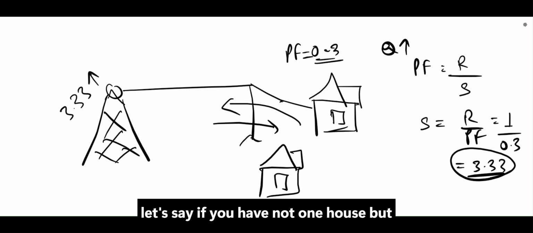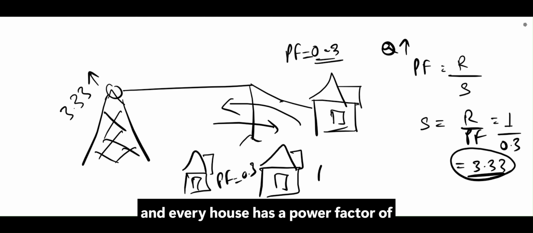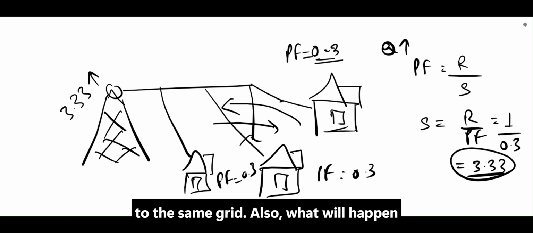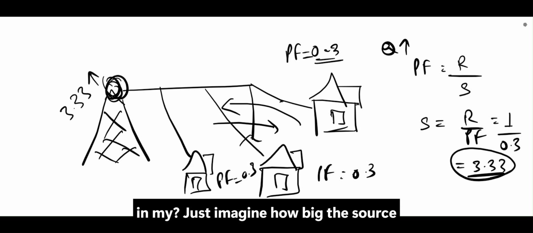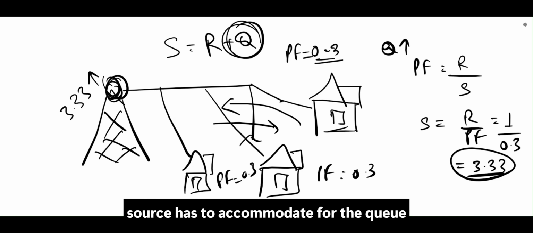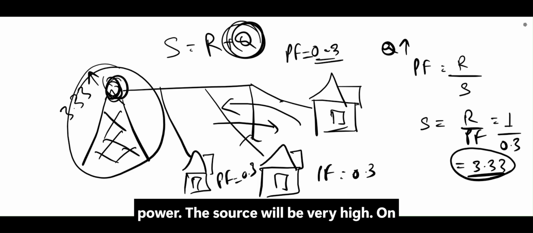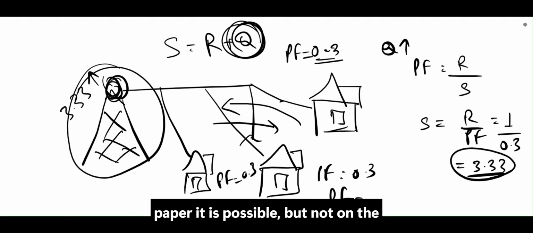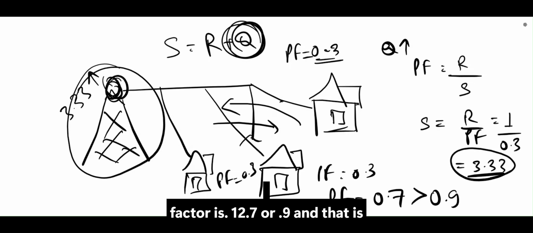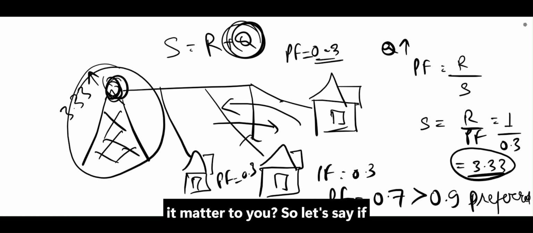Now let's say you have not one house but 3 to 4 houses in your locality, every house has a power factor of 0.3, and it's all connected to the same grid. Just imagine how big the source will need to be, because the source has to accommodate the reactive power Q for all the houses. On paper it is possible, but not in actual practicality. So generally the power factor is kept above 0.7, or 0.9, which is the preferred range.